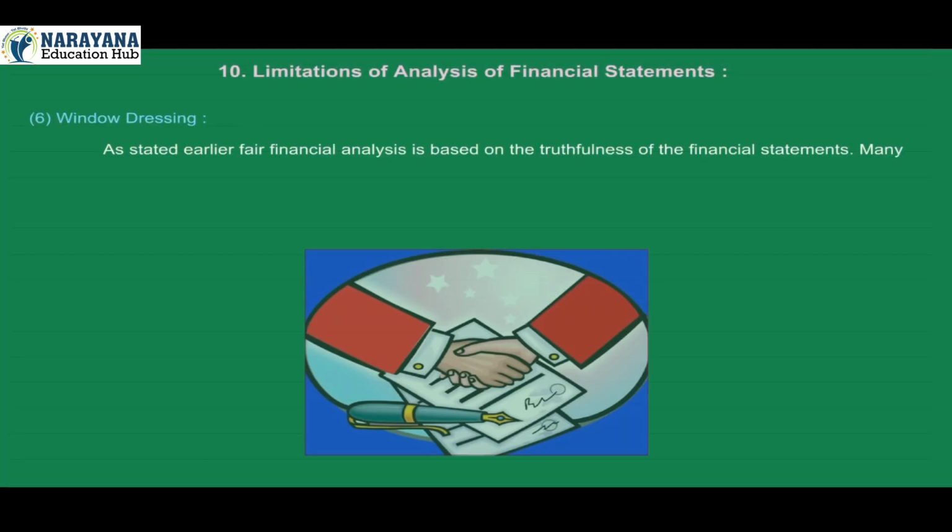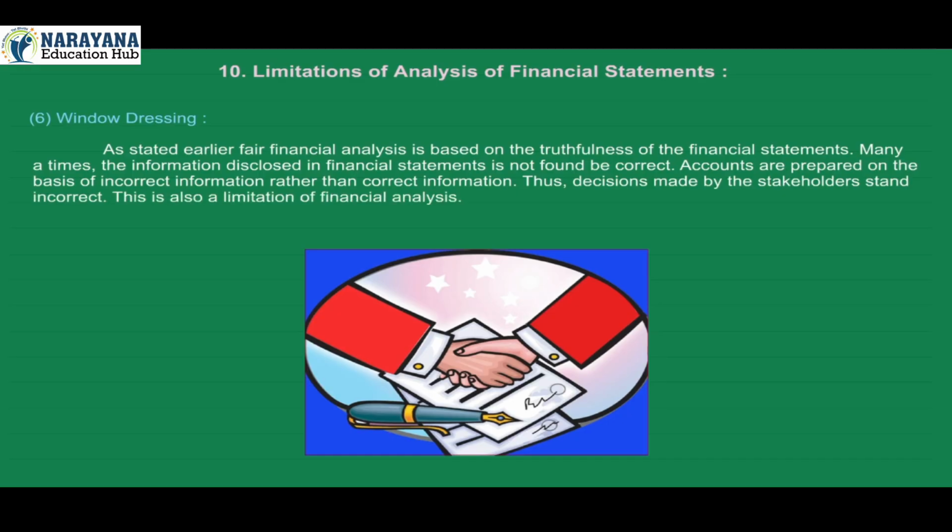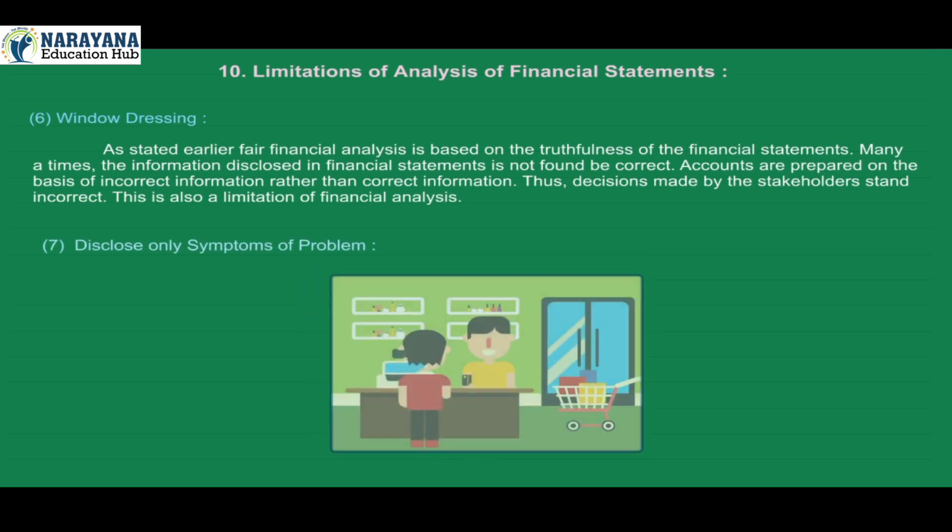6. Window dressing. As stated earlier, fair financial analysis is based on the truthfulness of the financial statements. Many times, the information disclosed in financial statements is not found to be correct. Accounts are prepared on the basis of incorrect information rather than correct information. Thus, decisions made by the stakeholders stand incorrect. This is also a limitation of financial analysis.